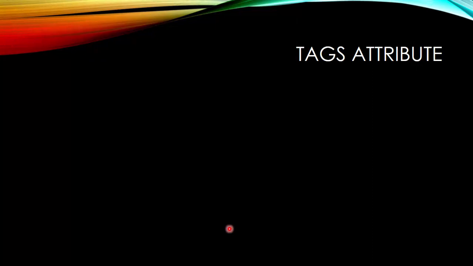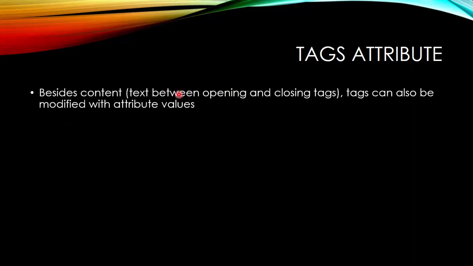So just now we said text can have content, whatever text that we put in between the opening tag and closing tag. Now we are telling you that text can also have attributes. Besides content, that is the text between opening and closing tags, text can also be modified with attribute values.